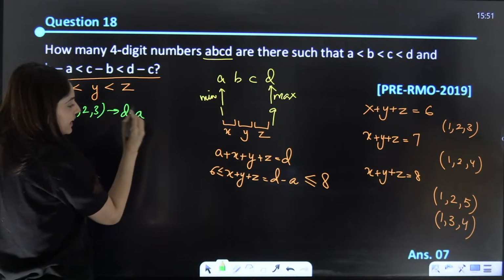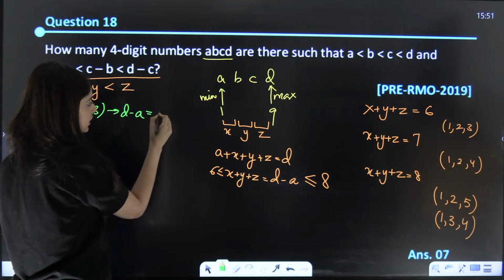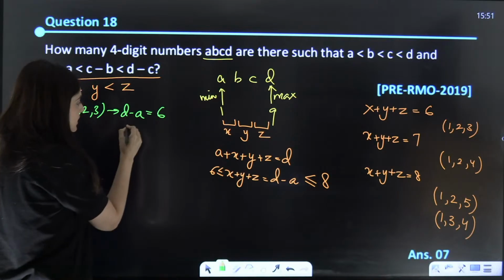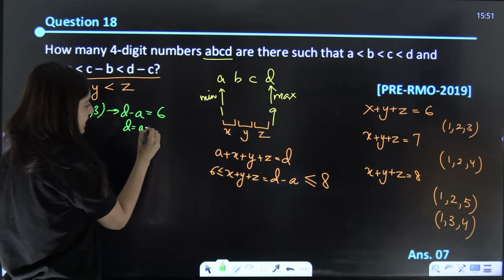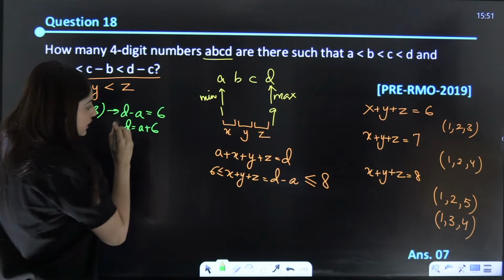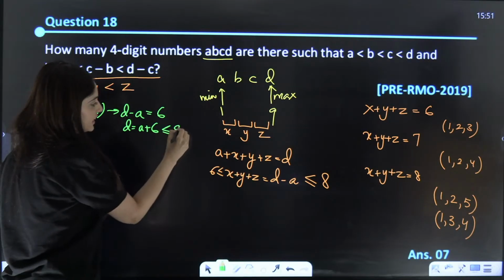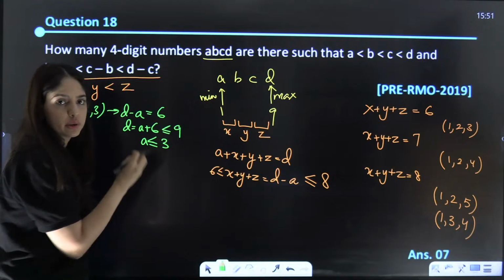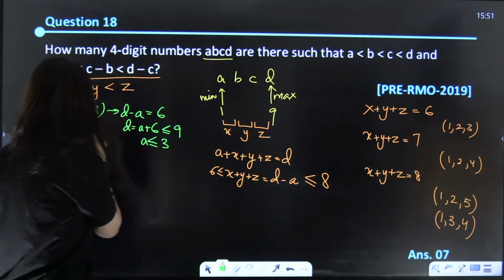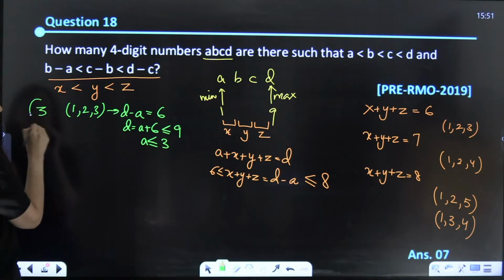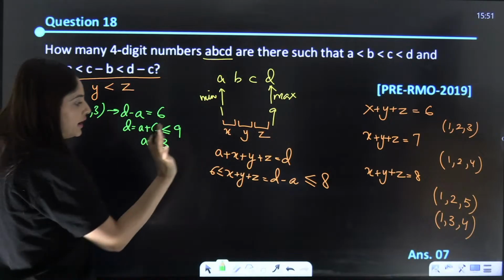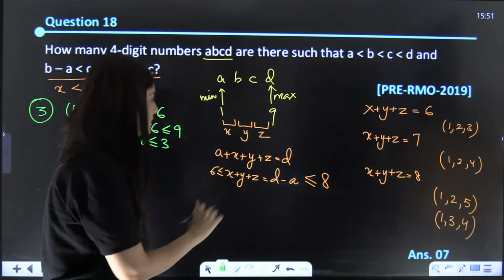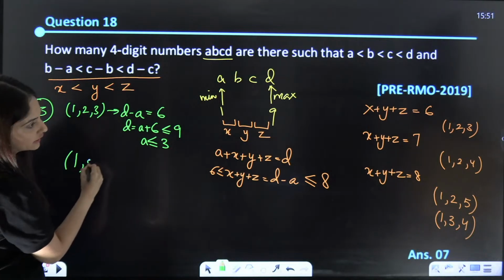D minus A is 6, right? Which means D is A plus 6. Now, D has to be less than or equal to 9, which means A has to be less than or equal to 3. So, it can be 1, 2 or 3. In total, we get 3 possibilities for A, and accordingly, we will have B, C and D. Once we fix A, we get B, C, D. Similarly, we will do for the others.